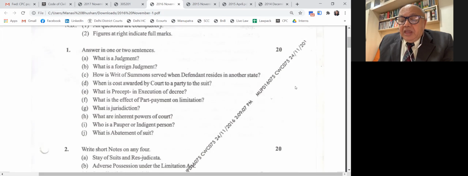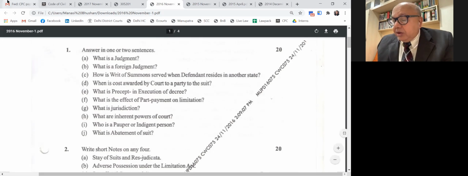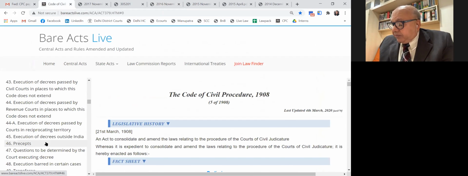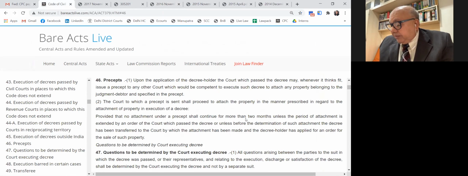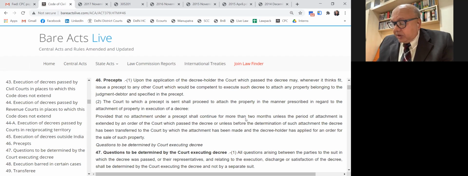Then E, what is a precept in execution proceeding? Precept is Section 46. Let me explain this a little to you. Section 46: this is a decree holder's application where the decree is transferred to another court, a transferee court. Under Section 39 and Section 42, we learned about a transferee court, a decree transferred from one court to another court.